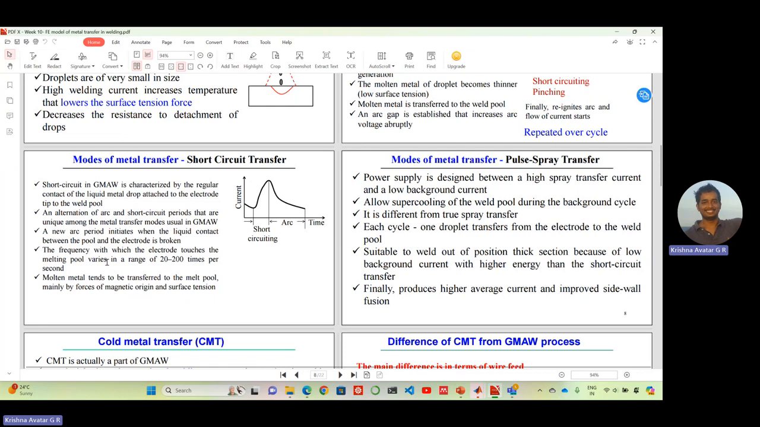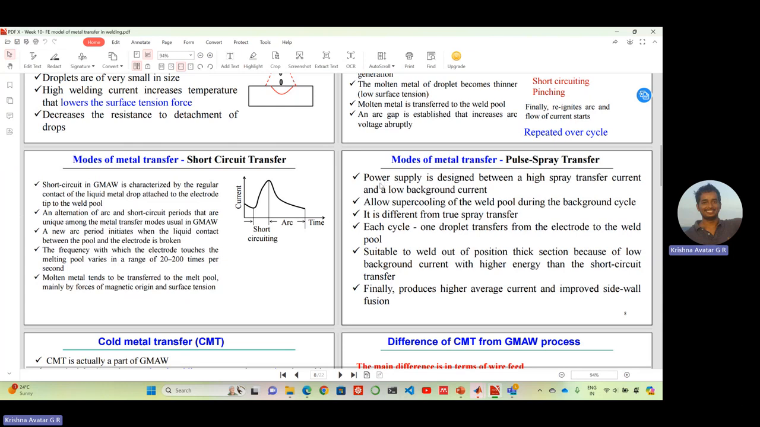So this is the frequency at which the electrode will keep touching the melting pool. So it's 20 to 200 hertz. And the molten metal tends to be transferred to the melt pool mainly by forces of magnetic origin and surface tension. Among the modes of metal transfer, let's discuss the pulse spray transfer.